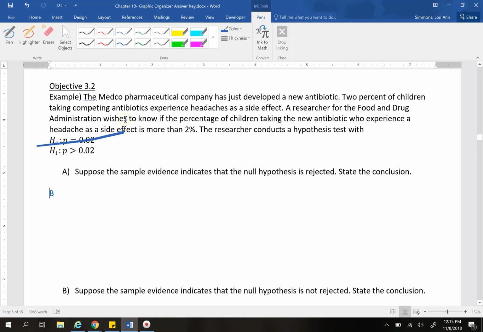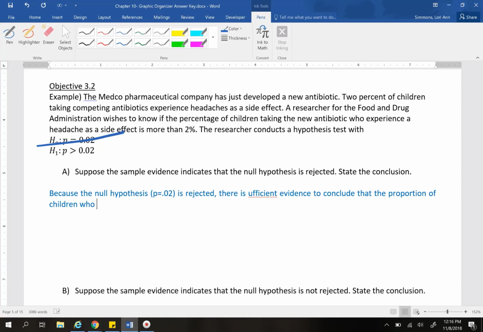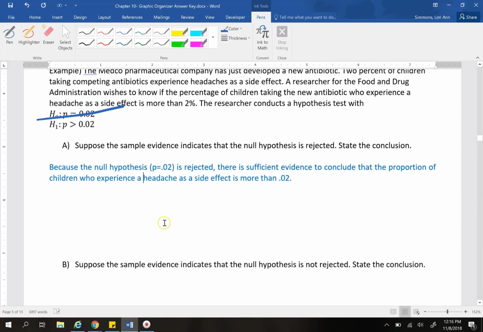So now, because the null hypothesis p equaling 0.02 is rejected, there is sufficient evidence to conclude that the proportion of children who experience a headache as a side effect is more than 0.02. Key here is the "is."